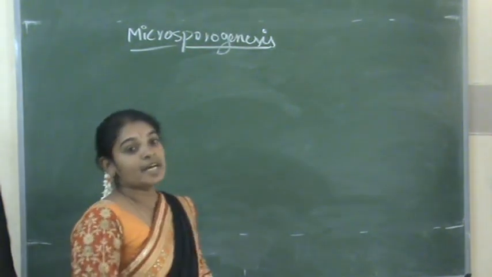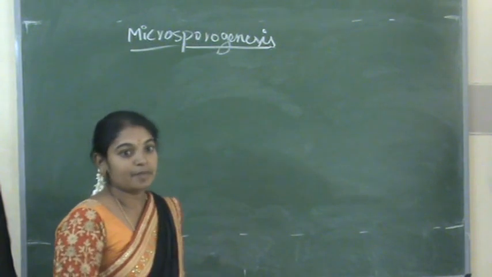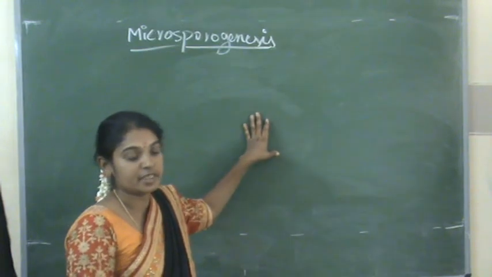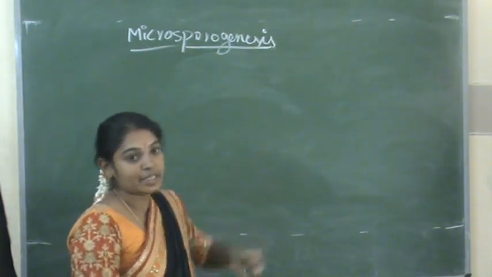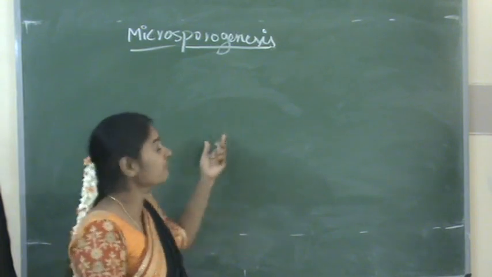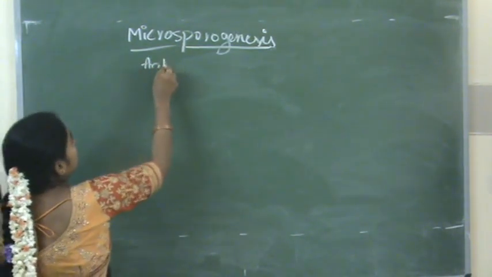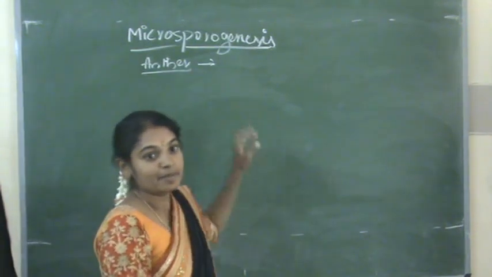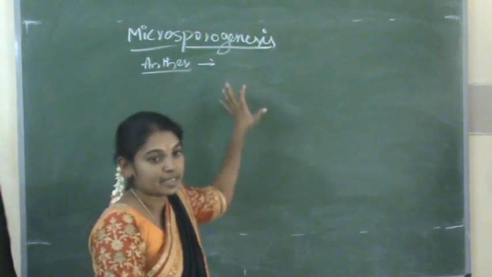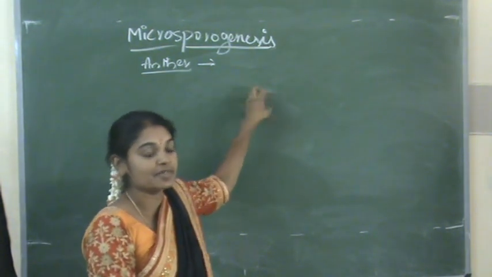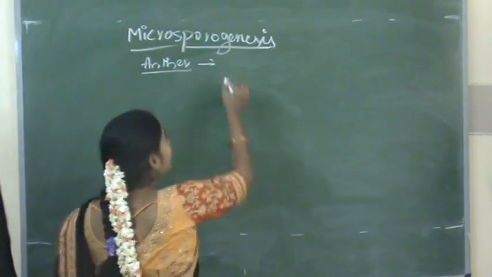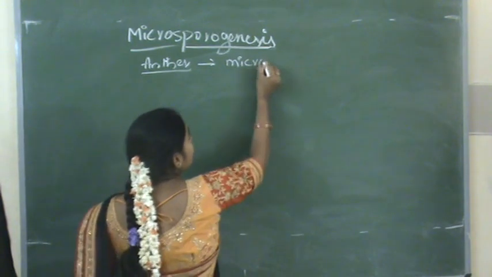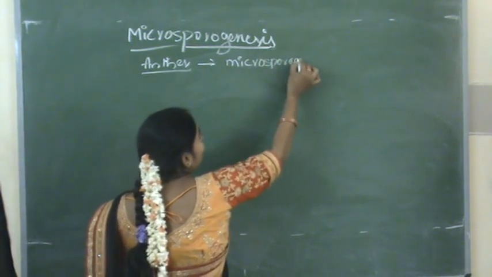Okay. In our last class, we discussed the structure of the anther and the male reproductive unit, that is, the stamen. The stamen consists of two parts: the anther and the filament. This anther is surrounded by four walls, and in the cavities of the anther there are sac-like structures which are called microsporangia.